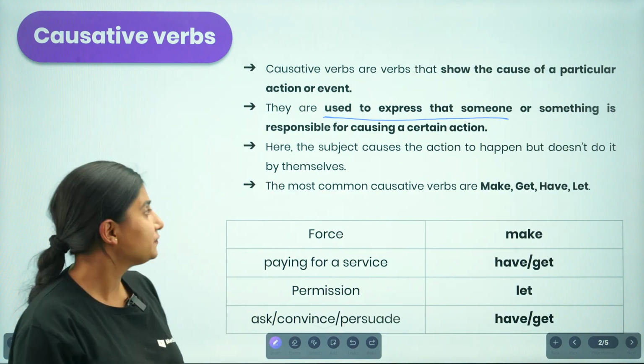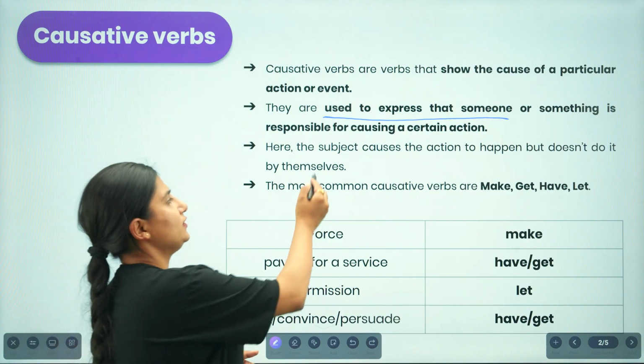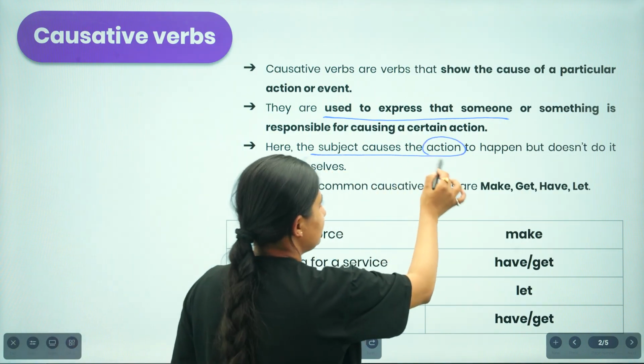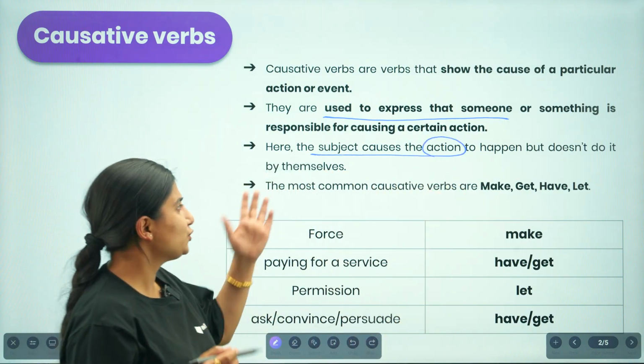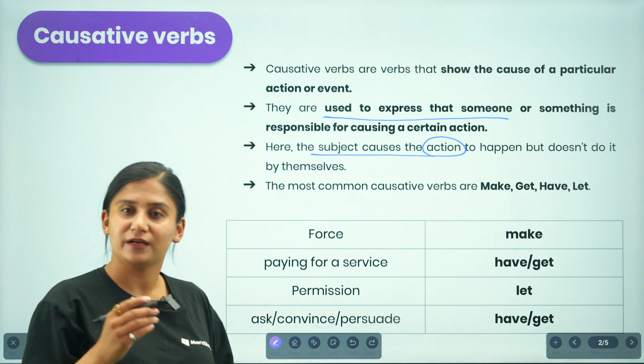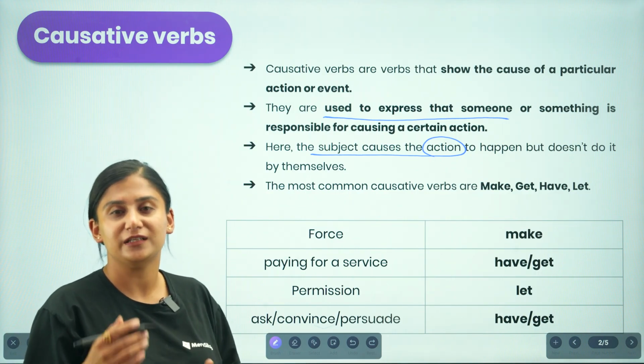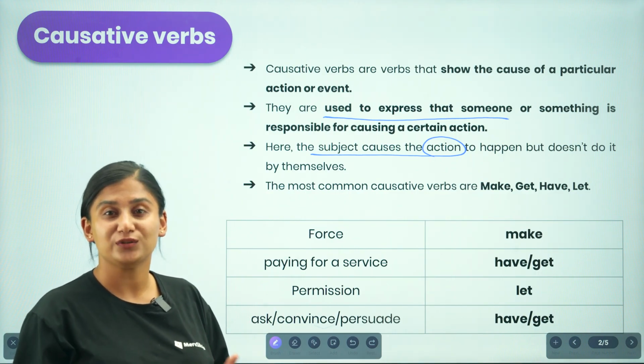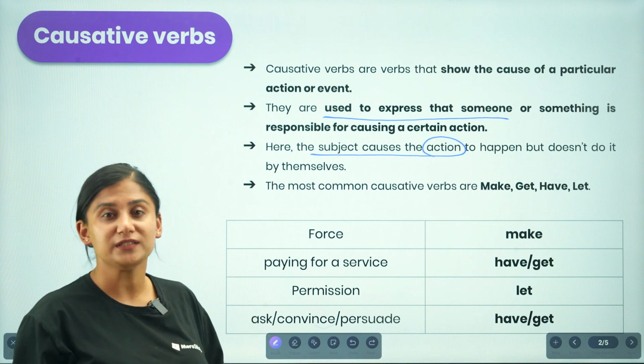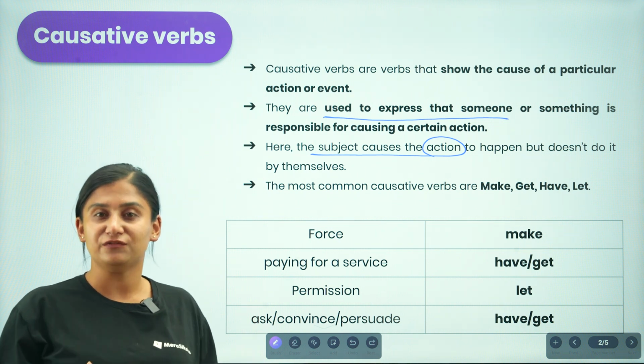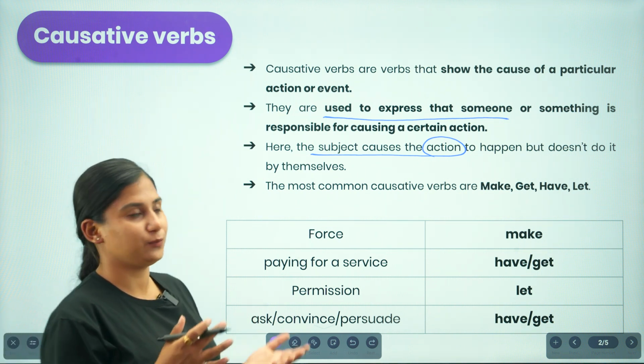So now here the subject causes the action to occur but does not do it by themselves. They make such a condition that the actions take place or occur, but they present it as if they were not responsible for that particular action.